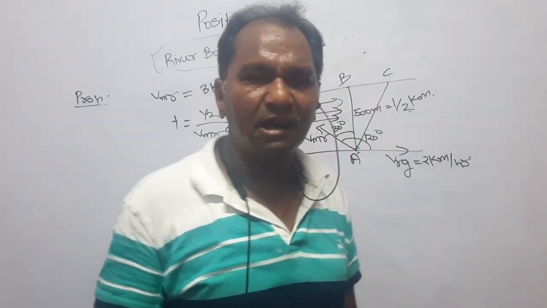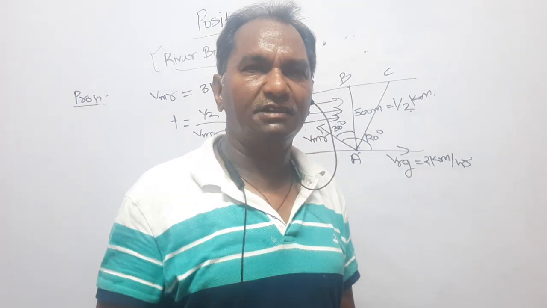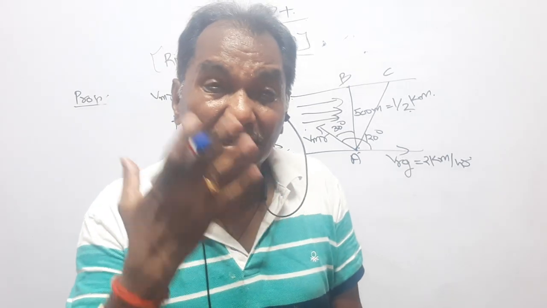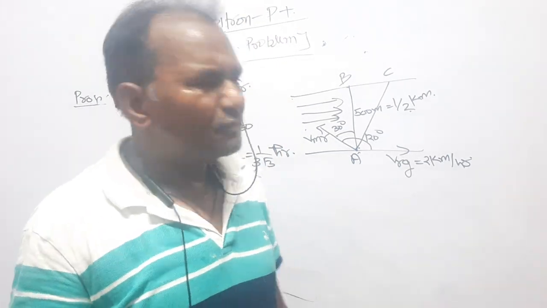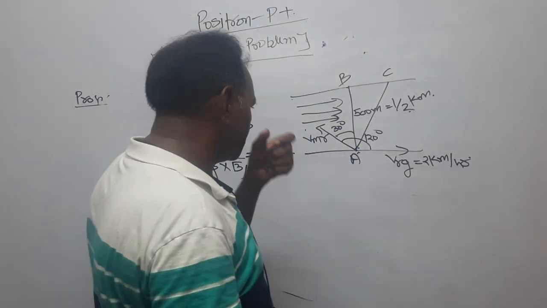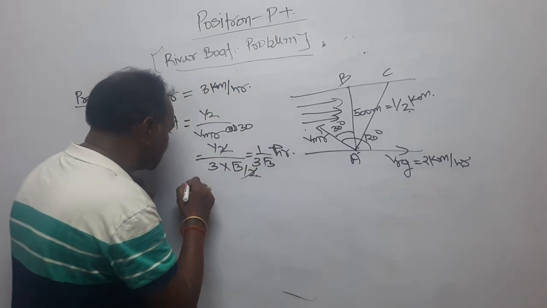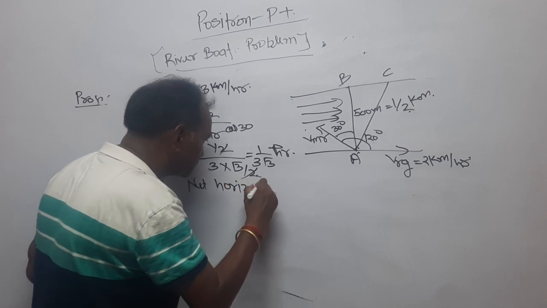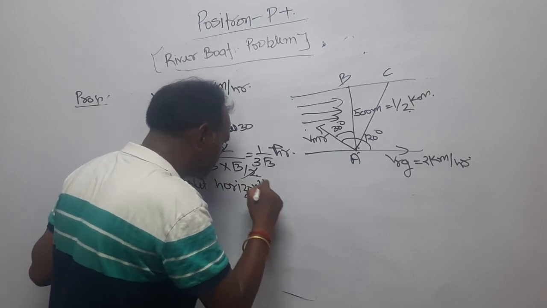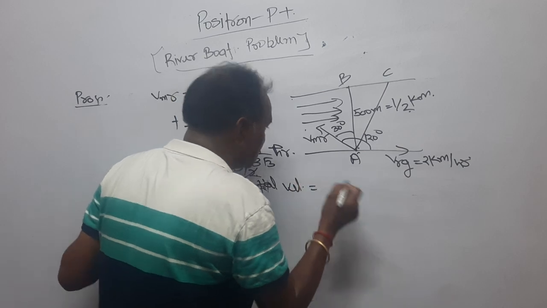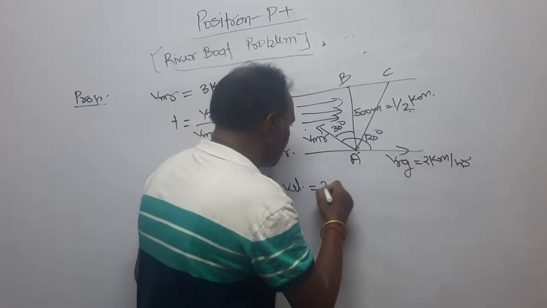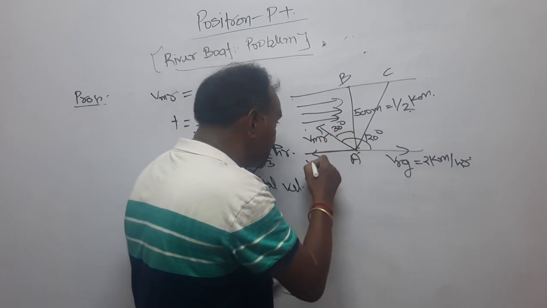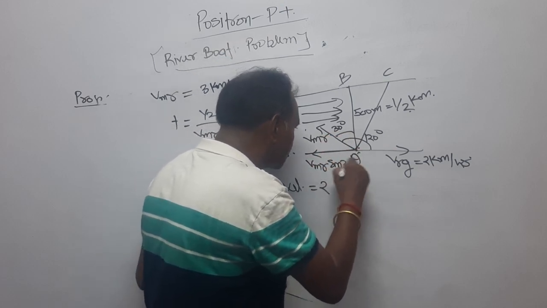Now the question is: what is the drift traveled by the man? Meaning, during the sail, during crossing the river, what is the horizontal distance covered by the man? Very simply, you can solve it. The net horizontal velocity: this is 2 kilometer per hour, and this horizontal component will be VMR sine 30, right?